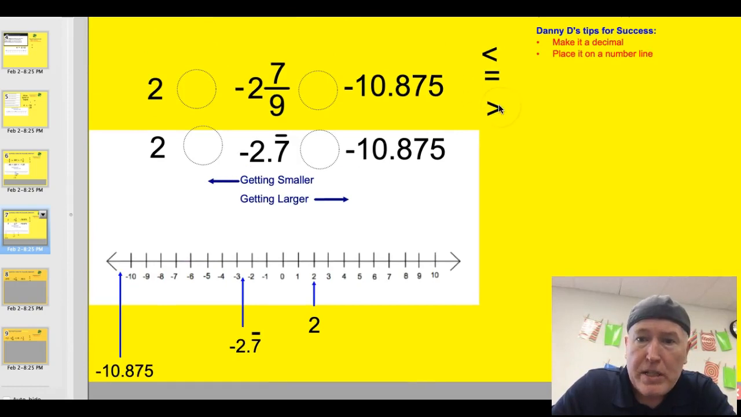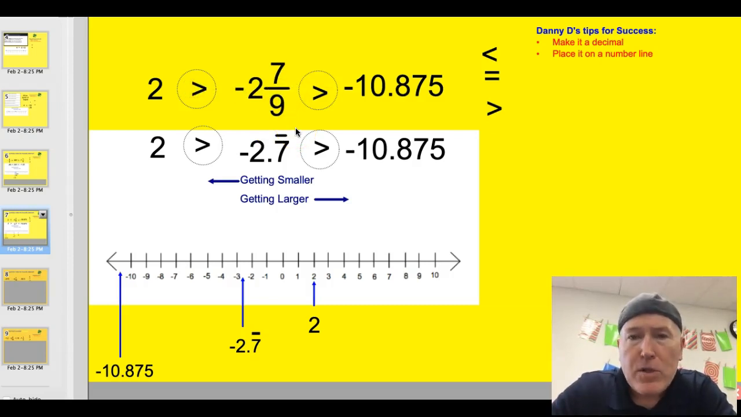So let's put in these signs. This one here, 2, is going to be greater than negative 2.7. But negative 2.7, repeating, is greater than negative 10.875. And again, you could just pop in up here too, back into the original form. If they ask for it back in the original form, you can make that back into a fraction. Make things into a decimal so you can compare them easily and put them on a number line.